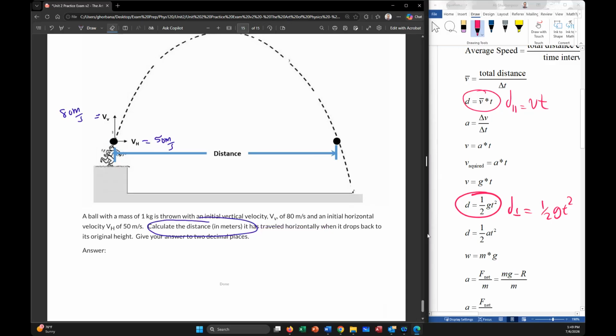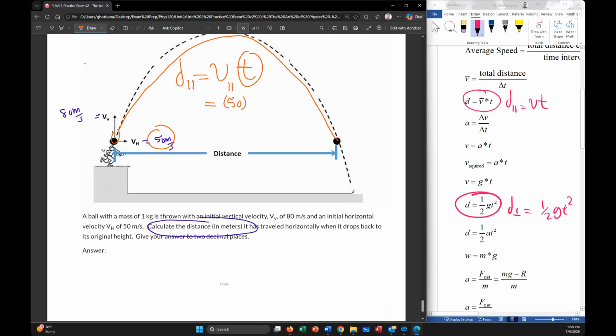Horizontal, yes? Okay, what is the horizontal formula? Let me just write it down. Horizontal distance is equal to velocity multiplied by time. What is this time? How long does it take the ball to go up and then go down? This is that time. Good. But what is the horizontal velocity? 50. 50 multiplied by what is the time?